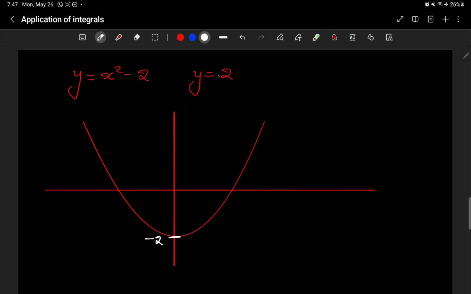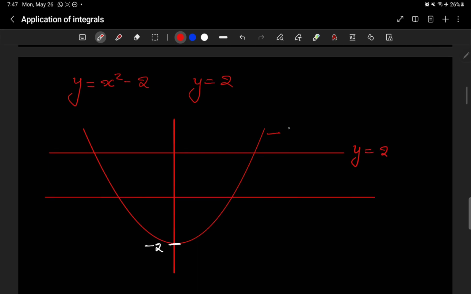Next up, we have the second graph, y equals 2. y equals 2 is a horizontal line. Let's say this is our line, y equals 2. So here we have y equals 2, and the other one, we had y equals x squared minus 2. So this is what we have. We're going for the area between these two graphs, or bounded by the two graphs.